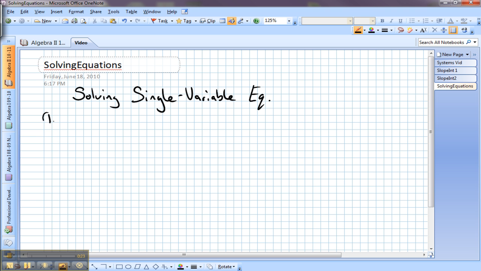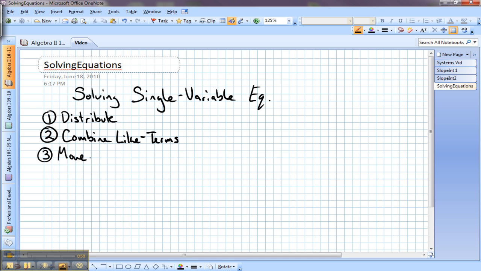The first thing we are going to always try to do is distribute, if we can do so. The second thing we are going to do to each of the expressions is combine like terms. The third thing that we will do is move our constants to one side of the equation.